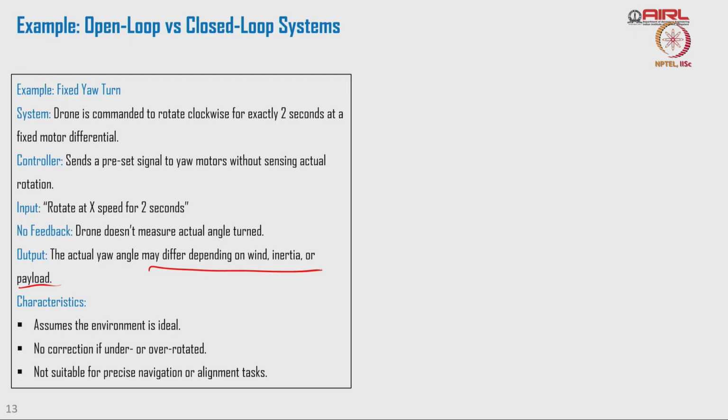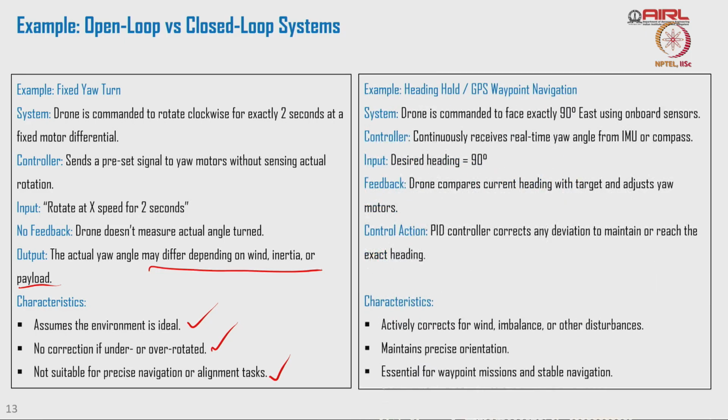An open loop system assumes that the environment is ideal, which is not actually the scenario. No correction is given. So, if the drone is over-rotated or under-rotated, we can't do anything. It is open loop, so we do not have any control on that. Not suitable for precise navigation or alignment tasks. Fine.